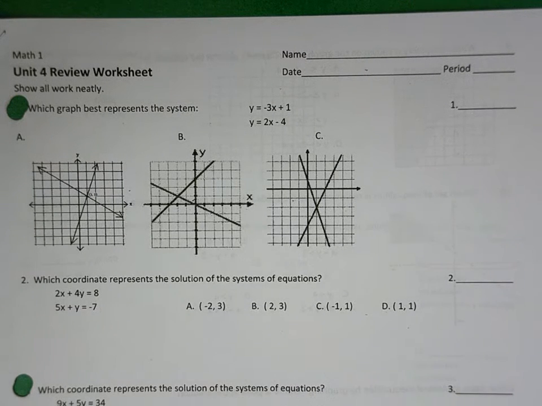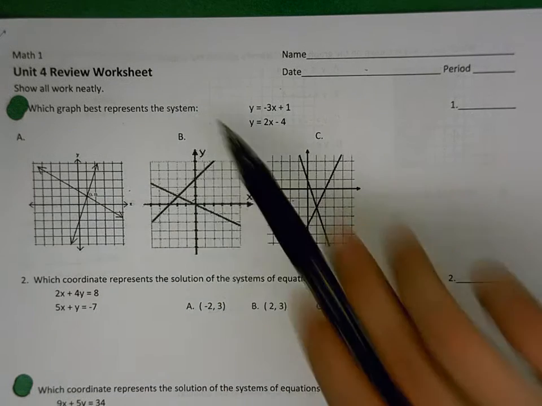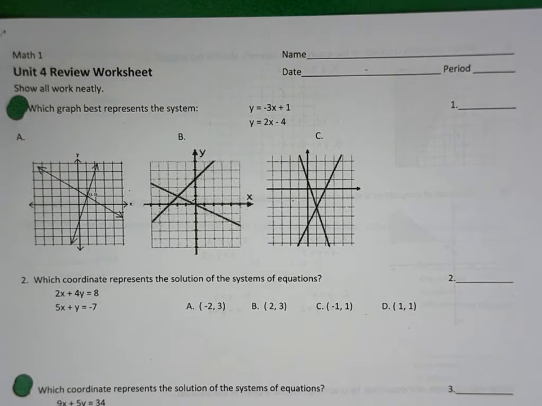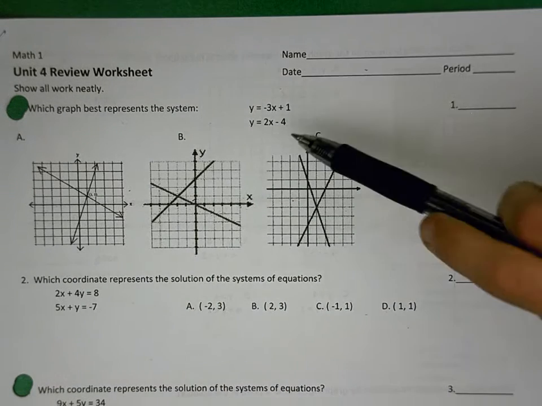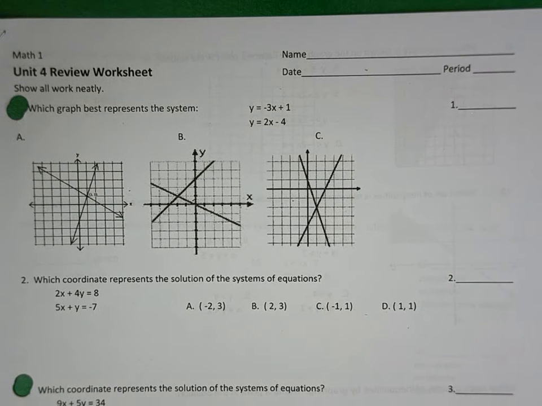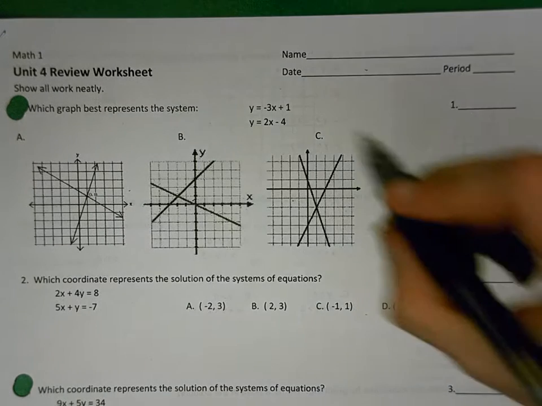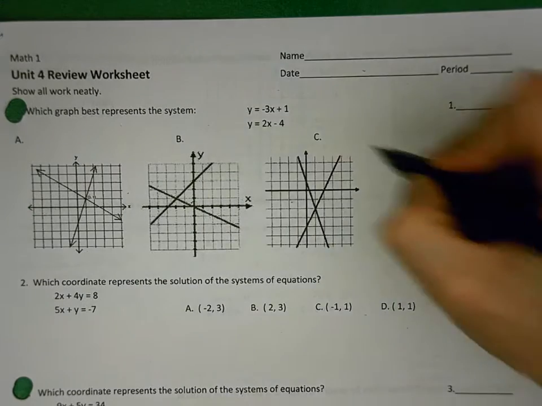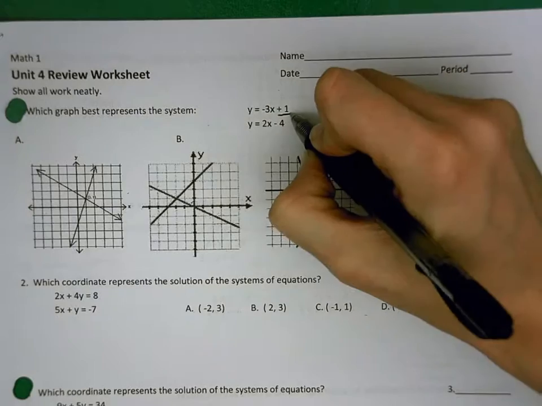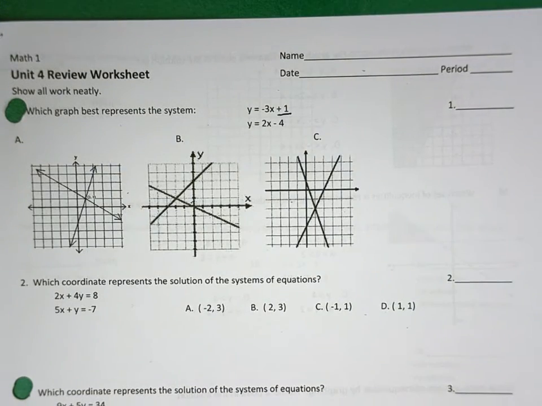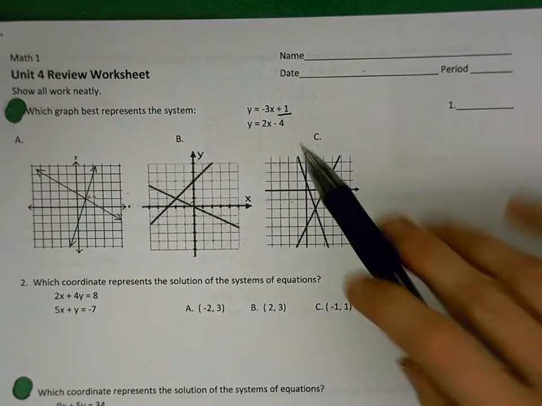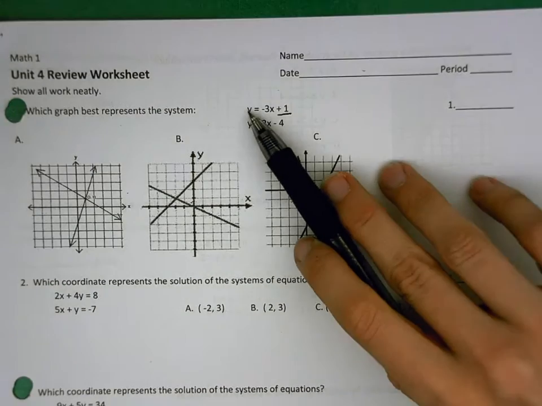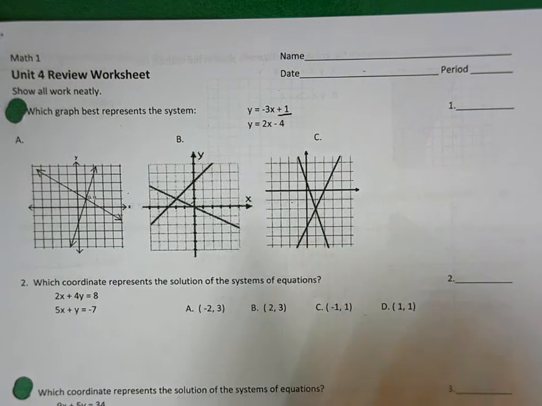Question 1, we are asked which graph best represents the system y equals negative 3x plus 1 and y equals 2x minus 4. Okay, so to check this, we need to first know what this first line looks like, y equals negative 3x plus 1. Well, this plus 1 is the b of this slope-intercept form, and I know this is slope-intercept form because it's in the form y equals mx plus b.